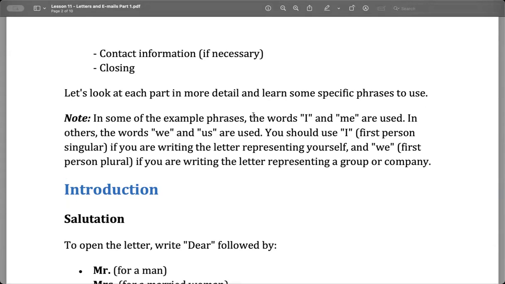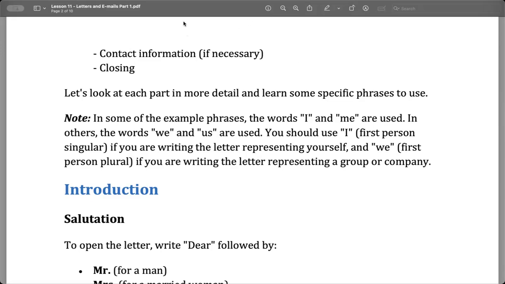Let's look at each part in more detail and learn some specific phrases to use. Note, in some of the example phrases, the words I and me are used. In others, the words we and us are used. You should use I, first person singular, if you are writing the letter representing yourself, and we, first person plural, if you are writing the letter representing a group or company. Okay, good.